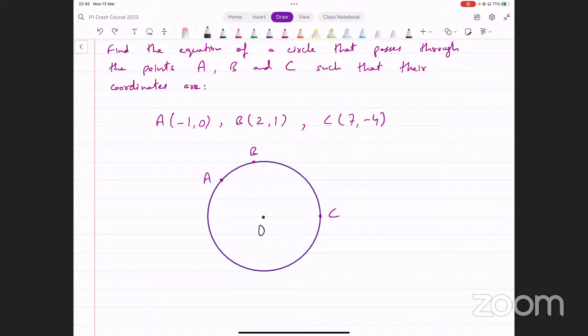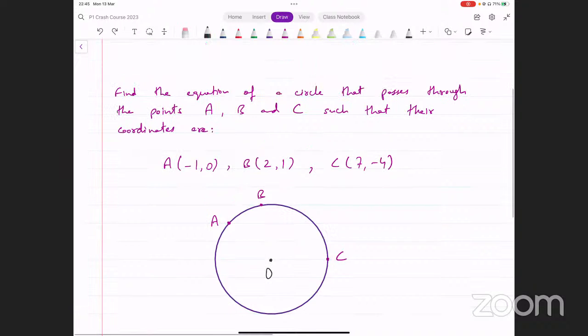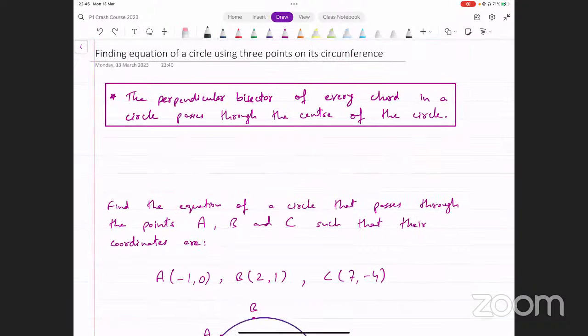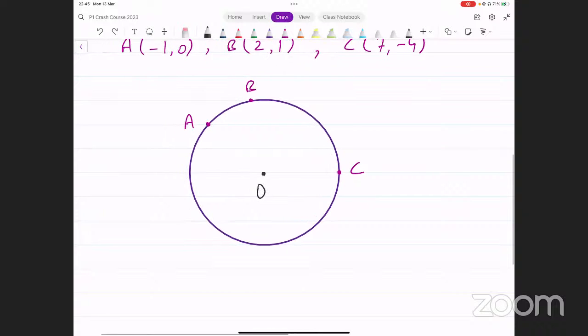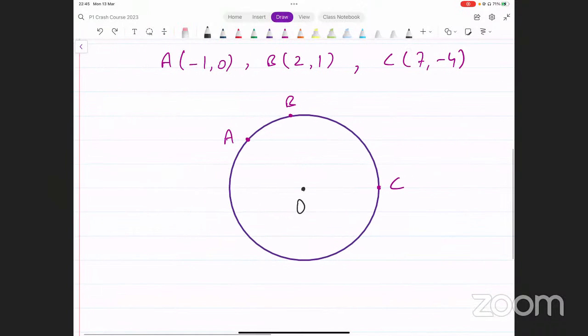Okay. Now, remember this property that we just discussed. The perpendicular bisector of every chord in a circle passes through the center of the circle. So we have 3 points on the circumference. What we can do is, we can say, let's have a chord like this, AB. Let's have a chord like this, BC.